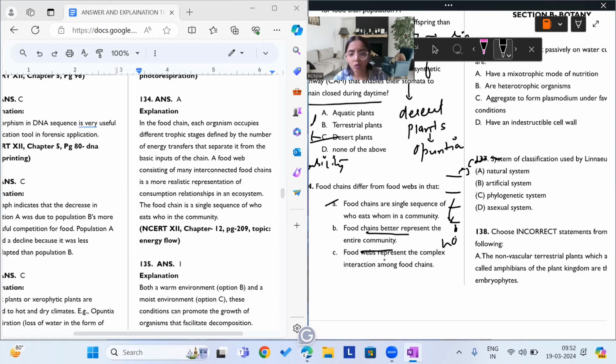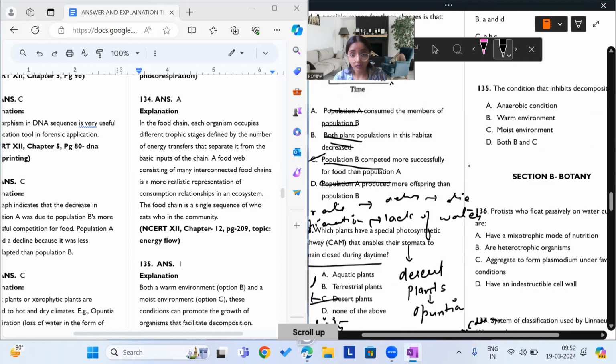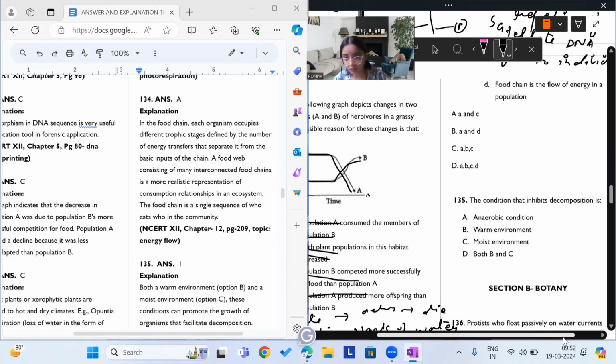Okay, we'll see this. Food webs represent complex interaction between food chains. Yes, this is a correct statement. Food webs are interconnected food chains, so they are complex interactions between food chains. It is a correct statement.